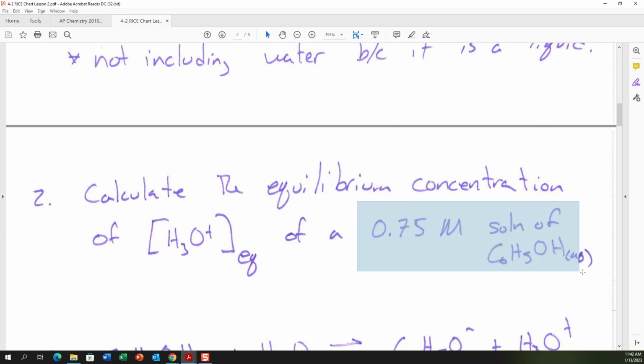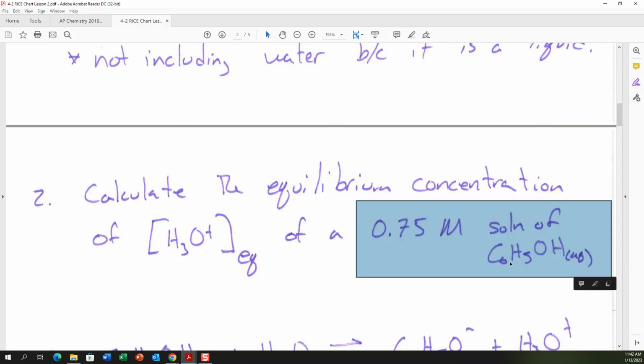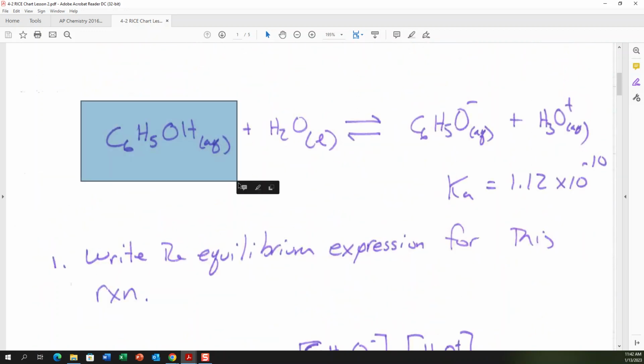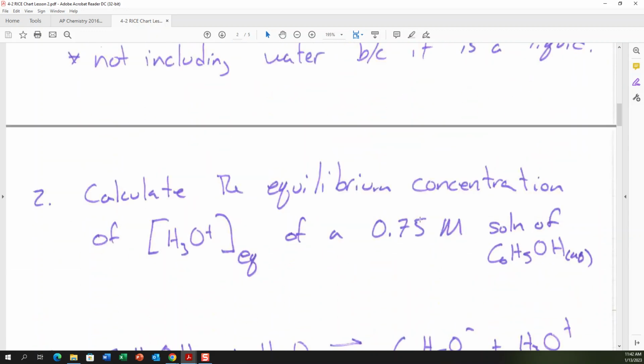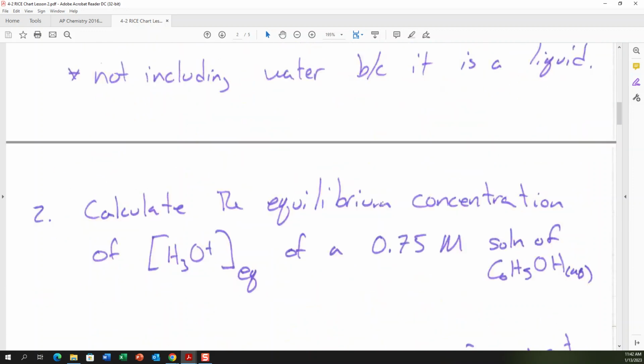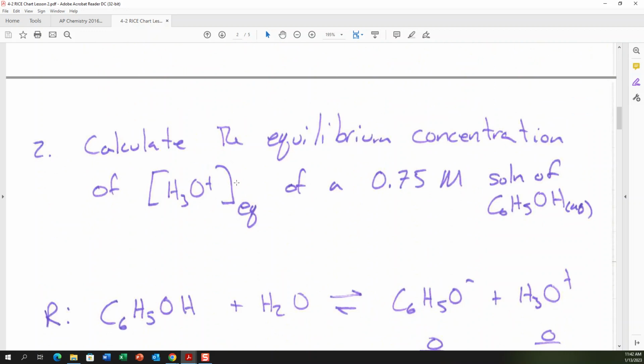All right. So now we're given more information. We have the concentration of the acid, C6H5OH. So we have the concentration of this initially. Okay? It's 0.75 molar initially, not at equilibrium. And our goal is to figure out, based on the equilibrium position of the reaction, which is the K, what will the equilibrium concentration of H3O+ be? What will the concentration of hydronium be at equilibrium? So this would be a good idea to set up a RICE chart.